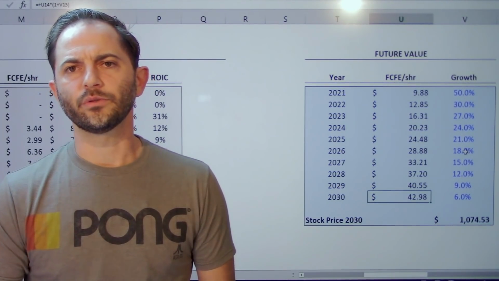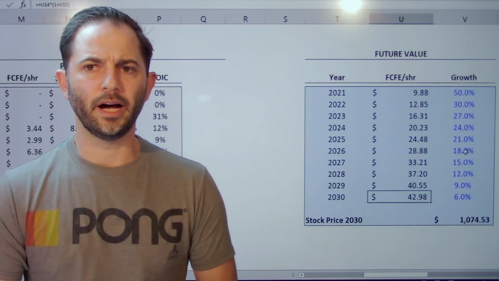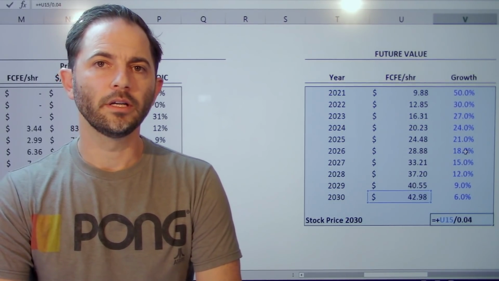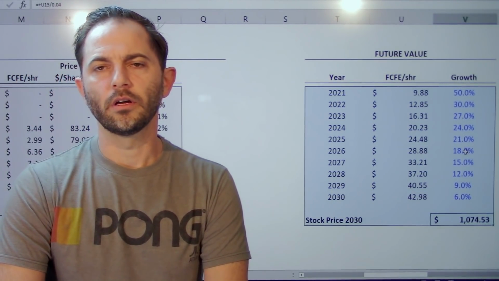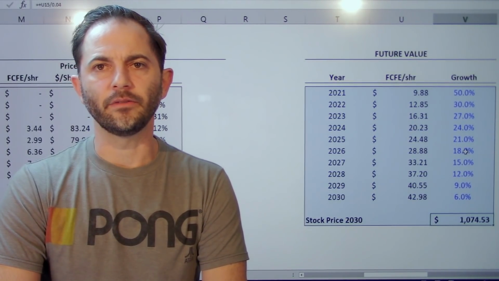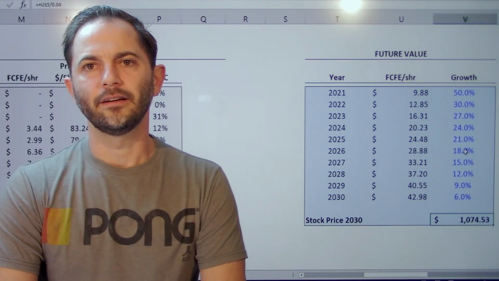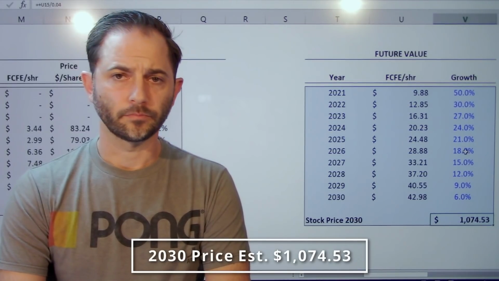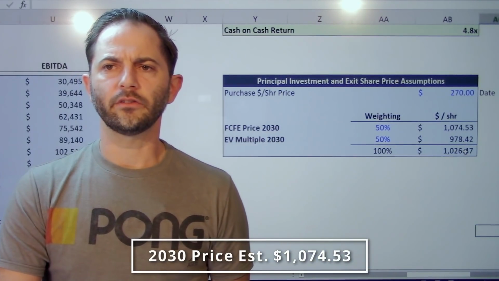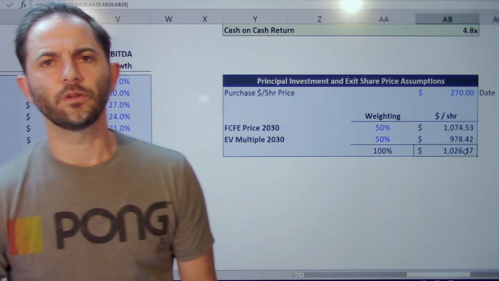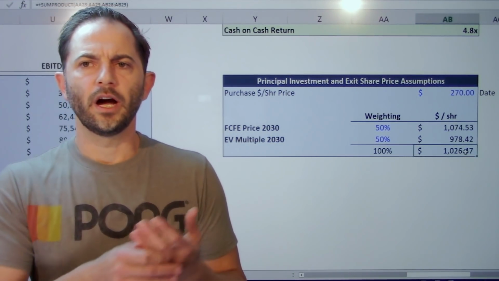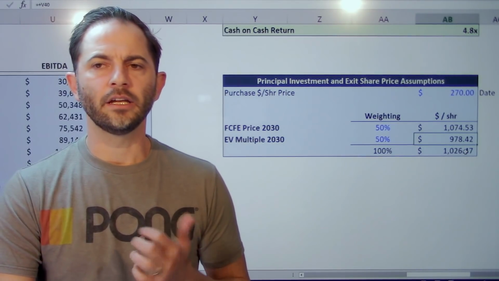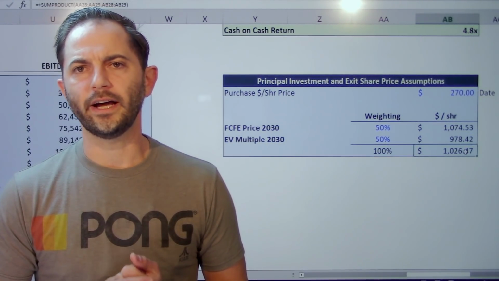So here we go, $9.88. Out 10 years with the same growth forecast gives me $42 a share, just shy of $43 per share of cash flow. I give that a 4 times multiple, reflecting the lower enterprise value multiple. This is a 4% free cash flow yield. Gives me $1,074 as a long-term price target. Okay, now we have 2 price targets. I've got one based on a free cash flow to equity method of $1,074. I've got another based on an EBITDA market multiple approach of $978. Average the two for a long-term price target of $1,026.